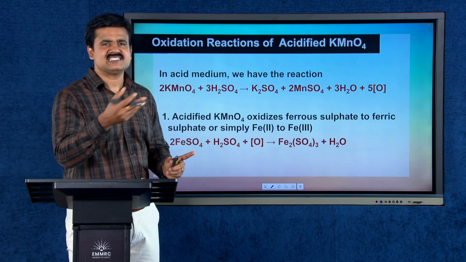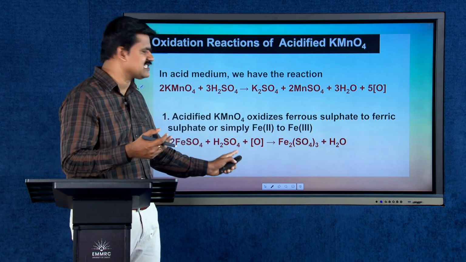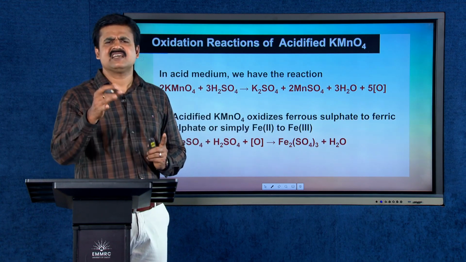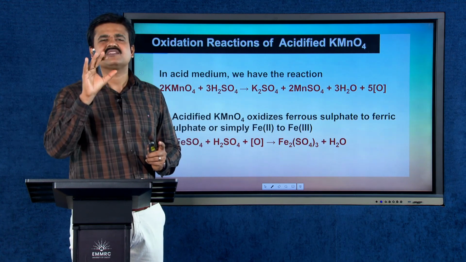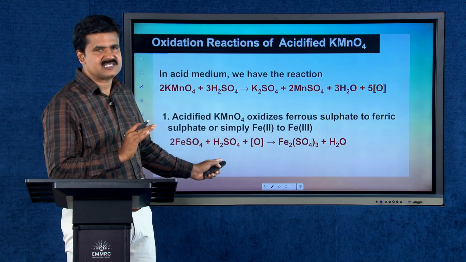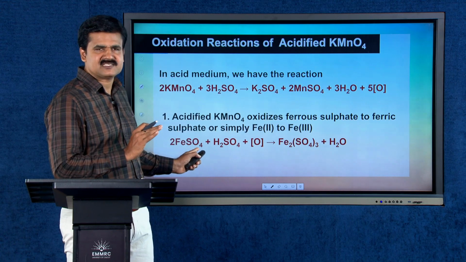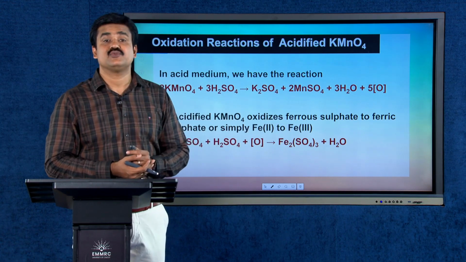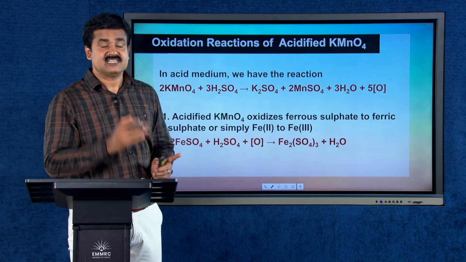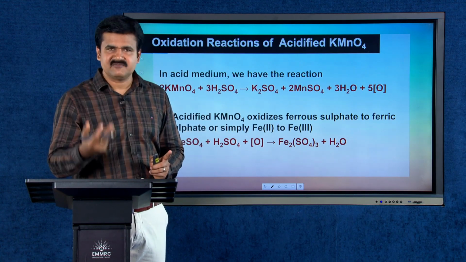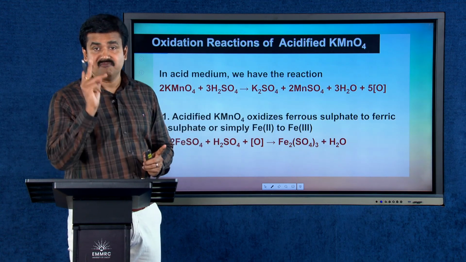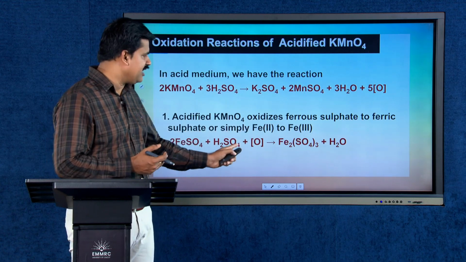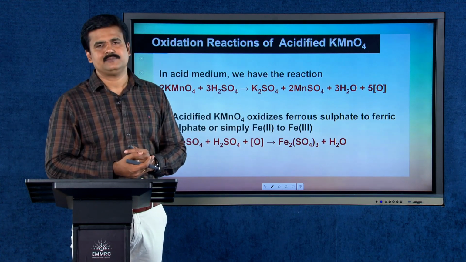You can balance this equation by multiplying this expression by 5, and you can couple this equation with the first equation. They are simply theoretical procedures, but for the sake of easy understanding, you have to remember this equation. Here iron is present in +2 state, that is ferrous sulfate, and as a result of this reaction, ferrous sulfate is oxidized to ferric sulfate. This transformation can be achieved with the help of acidified KMnO4, where 5 nascent oxygen are liberated. Here only 1 nascent oxygen is consumed.